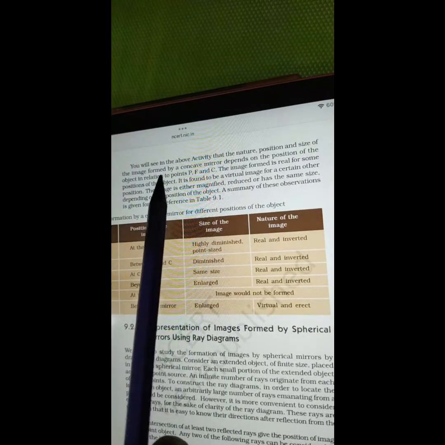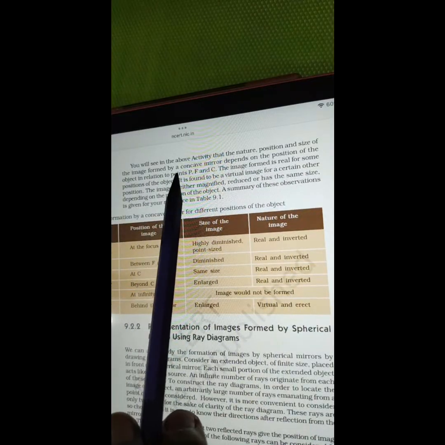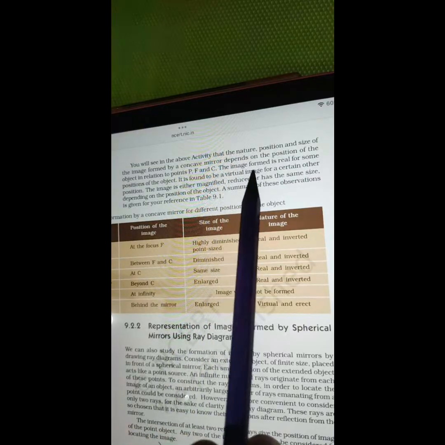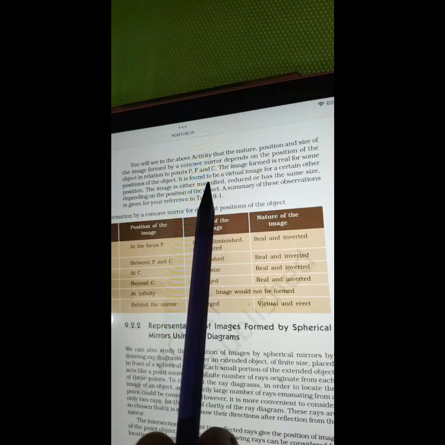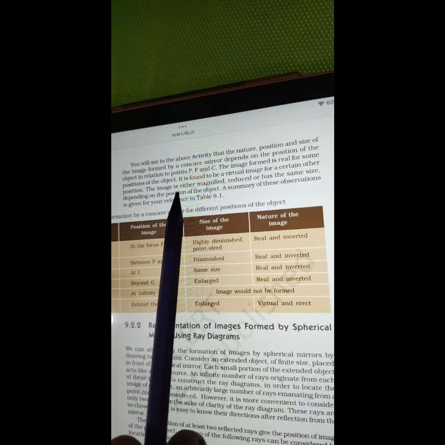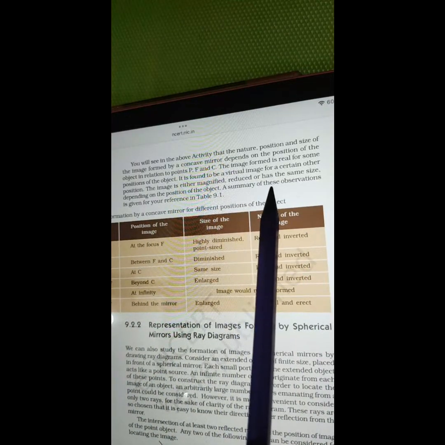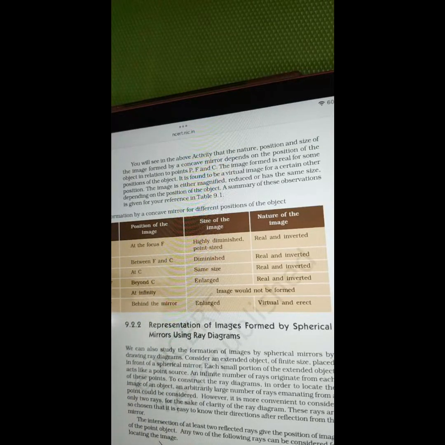You will see in the above activity that the nature, position, and the size of the image formed by a concave mirror depend on the position of the object in relation to points P, F, and C. The image formed is real for some positions of the object. It is found to be a virtual image for a certain other position. The image is either magnified, reduced, or has the same size depending on the position of the object. A summary of these observations is given for your reference in table 9.1.